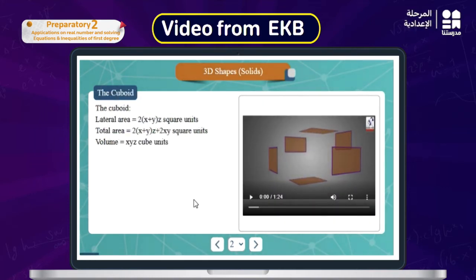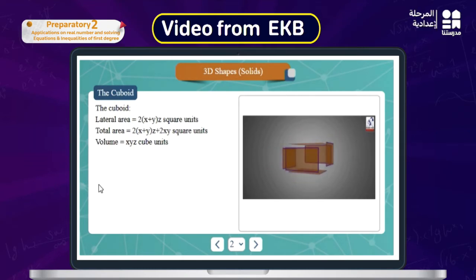We will start with the cuboid. Click on the buttons to know the rules used in calculating its area and volume. Through the video below, we will go through rules used to find the surface area of each rectangular face of a cuboid. The cuboid has 6 rectangular faces, and each 2 opposite faces are parallel and congruent. For a cuboid of side length x, y, z, its lateral area is the summation of the side faces areas without the area of the base or the top.